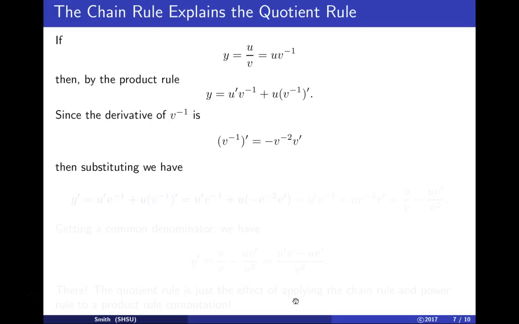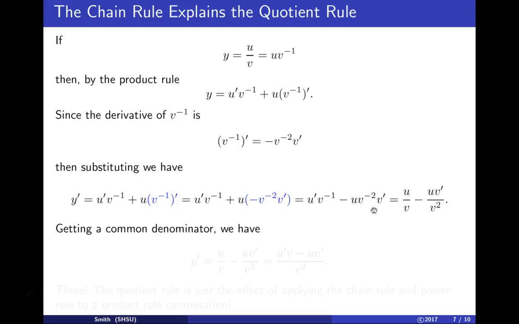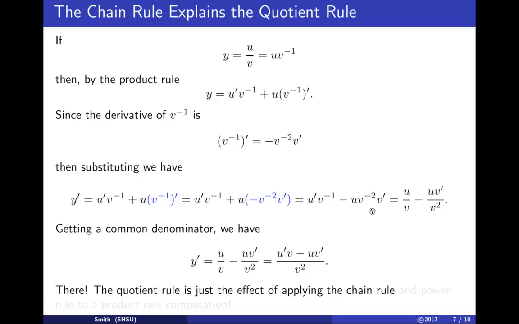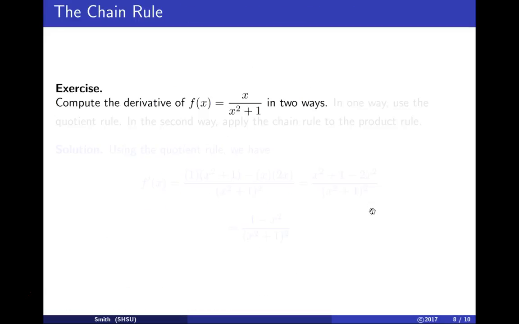We can substitute that in, replacing the derivative of v to the minus 1 in my expression with its value, and then clean that up just a little bit. So we have u prime v to the minus 1 minus u v to the minus 2 v prime. I can write that as fractions. I can get a common denominator and get this, and there's the quotient rule. The quotient rule can be thought of as applying the chain rule to the power rule and the product rule. We'll use this in an exercise.